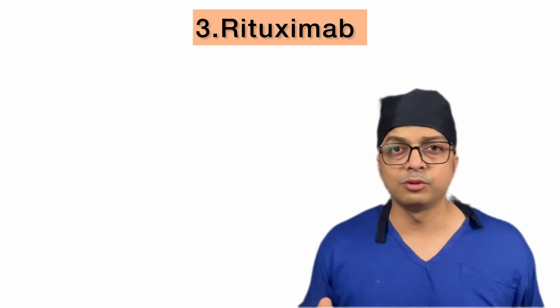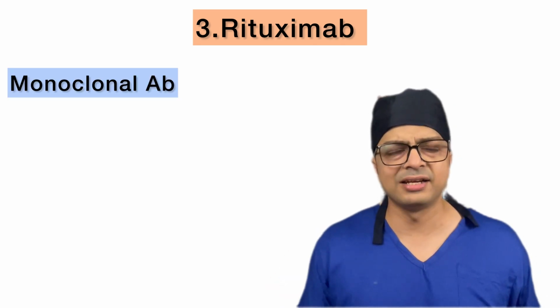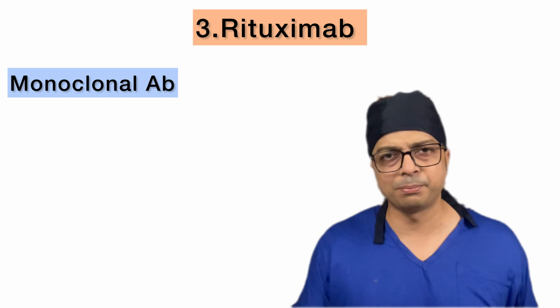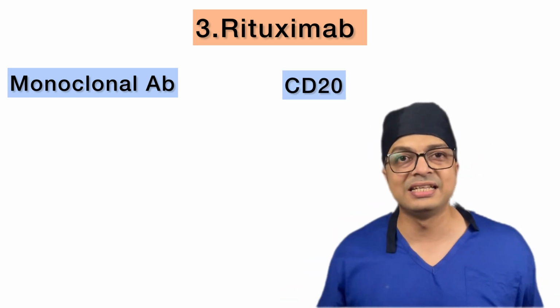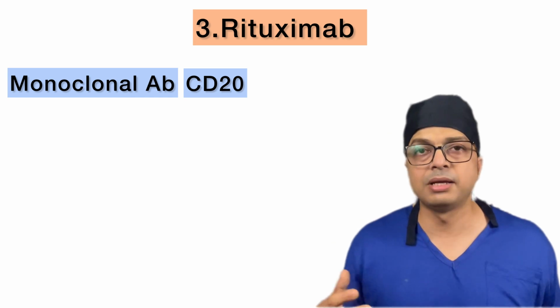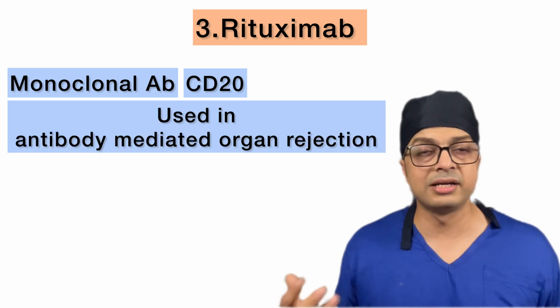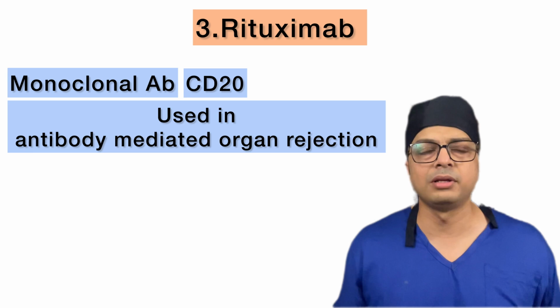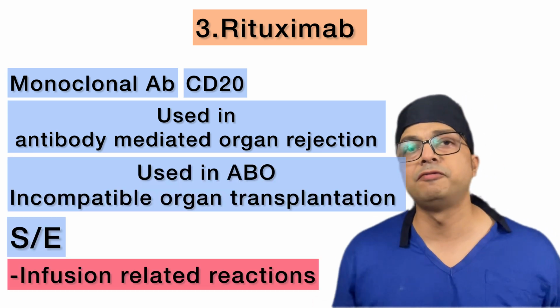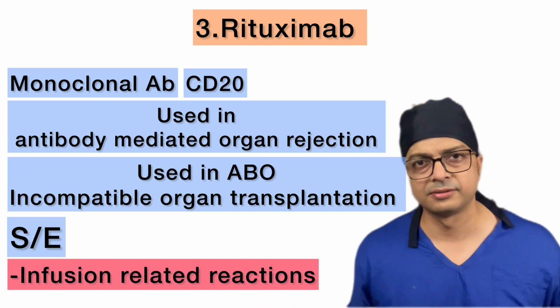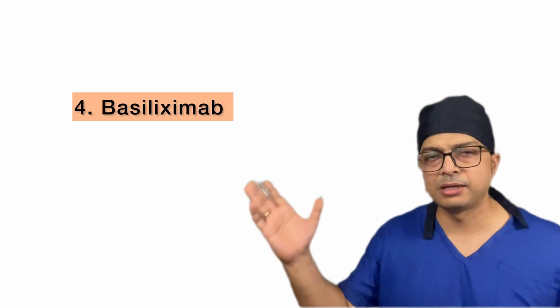Now coming to rituximab. Rituximab is a monoclonal antibody. It acts against most of the B cells except plasma cells. Rituximab is a monoclonal antibody against CD20. Rituximab is used in antibody-mediated organ rejection and ABO incompatible organ transplantation, and the side effect which is of concern is infusion-related reactions.